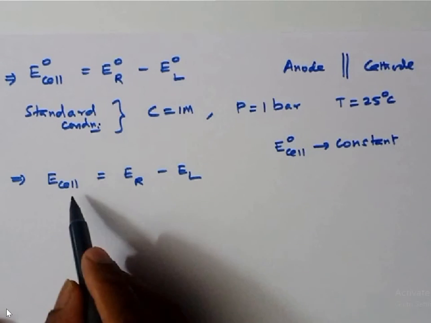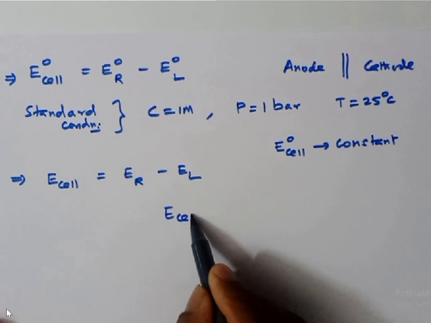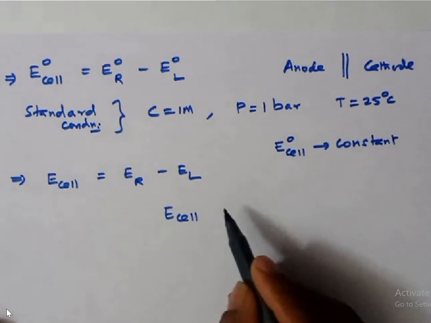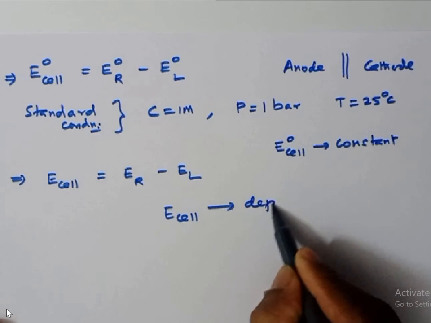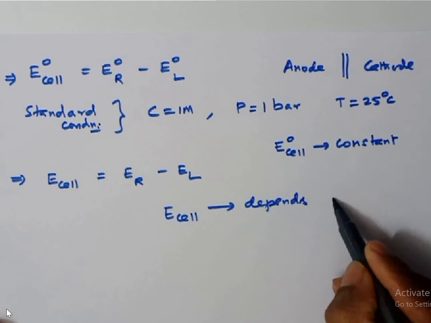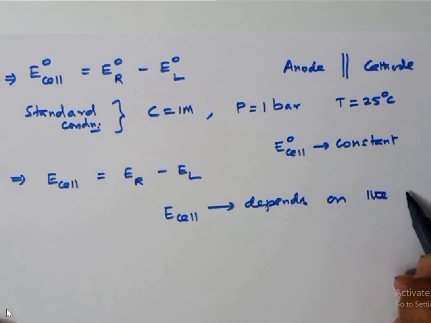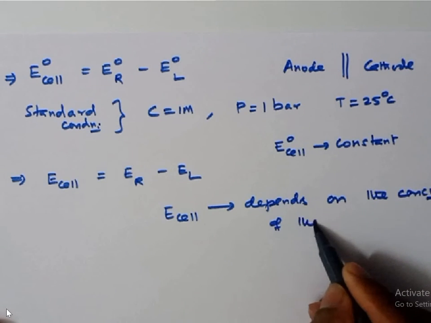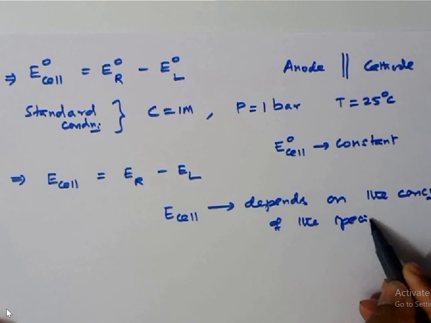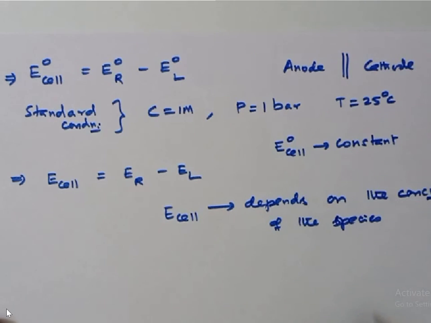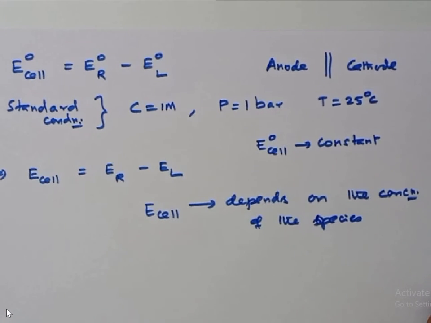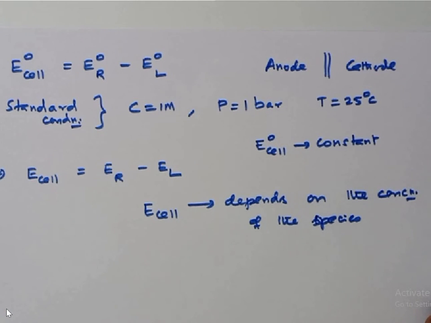Whereas the cell potential is not a constant. Cell potential depends on the concentrations of the species. Species means ions, or the pressure of the gas that is involved. The concentration of the species involved.